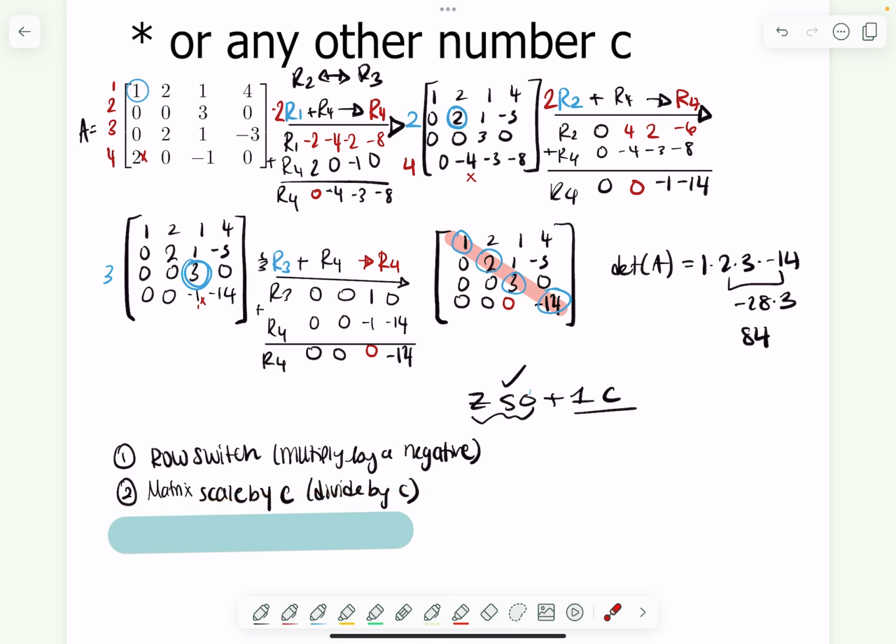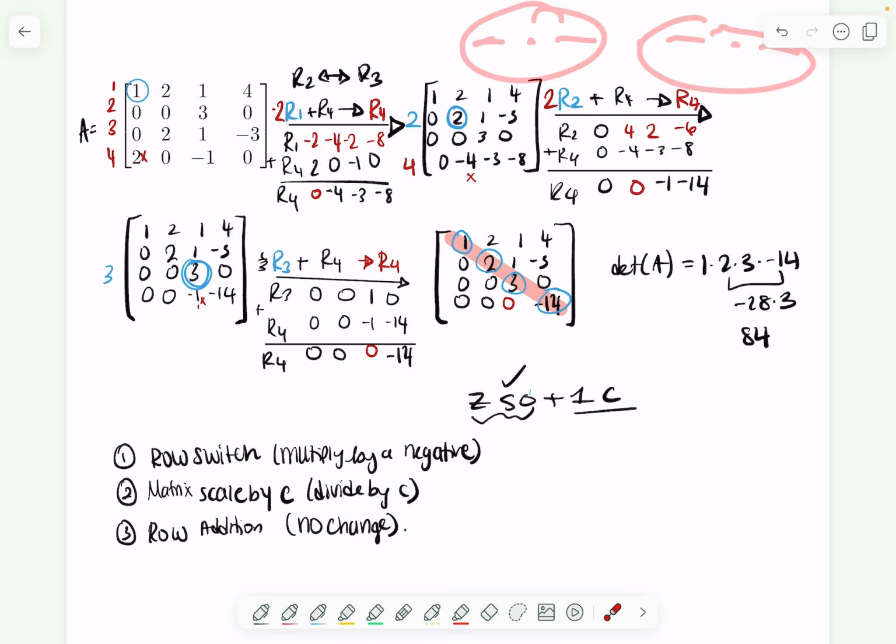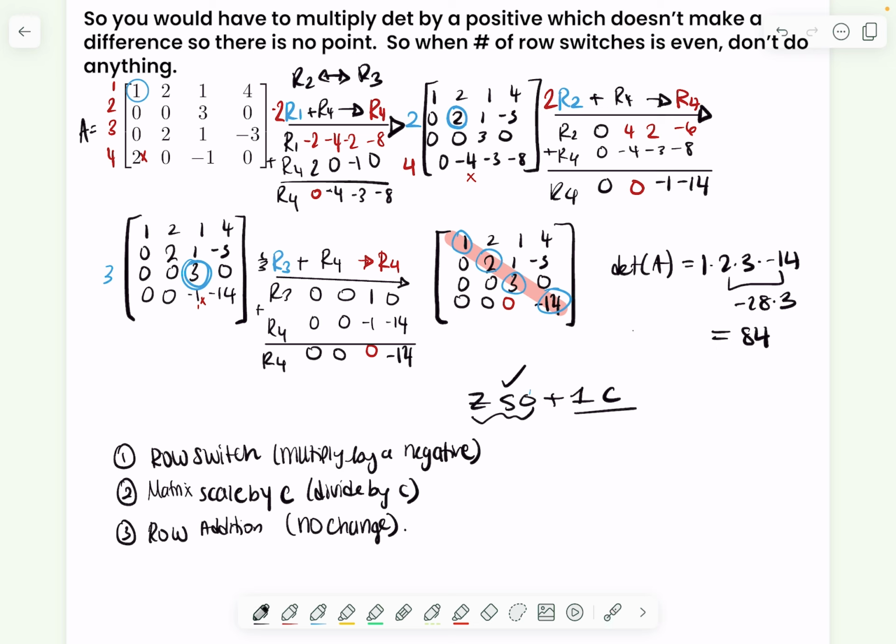And then the final one is if you do row addition, that also doesn't change your determinant. So keep track of them. If you have 1 row switch, then you're only going to multiply by 1 negative. In other words, when you have an odd number of row switches, you're going to multiply by negative. If you have an even number of row switches, like let's say you only did 4 row switches, then you do nothing because it's negative times a negative times a negative times a negative, positive times positive, right? It's just going to end up being positive. So this here is the determinant of our matrix, 84.